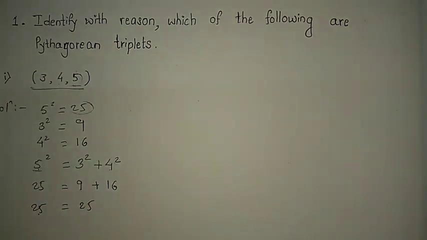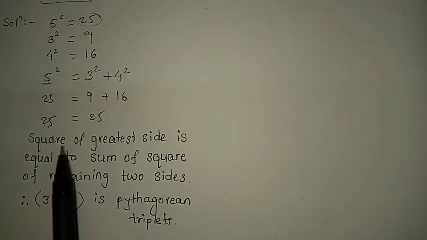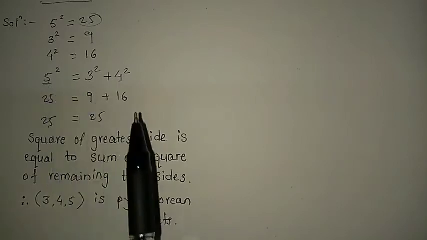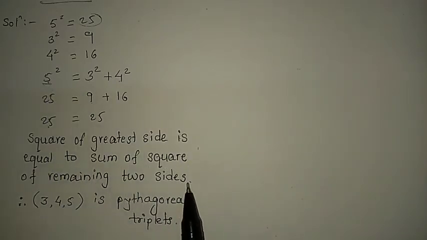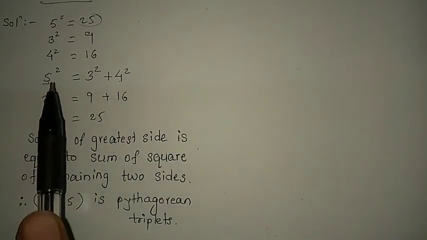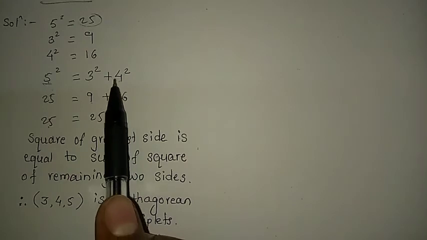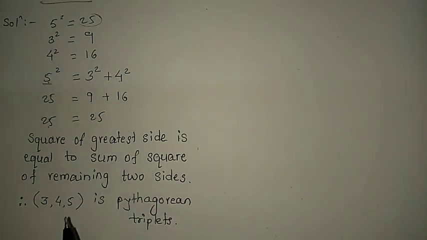Now what is the reason? Write the reason in words. So the reason is the square of the greatest side, that is 5 square, is equal to the sum of the squares of the remaining two sides, that is the sum of the squares of 3 and 4. So the greatest side square equals the sum of the squares of the remaining two sides. Therefore 3, 4, 5 is a Pythagorean triplet. Okay, if you got it, then we will go to question number 2.